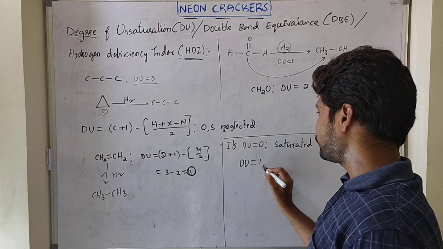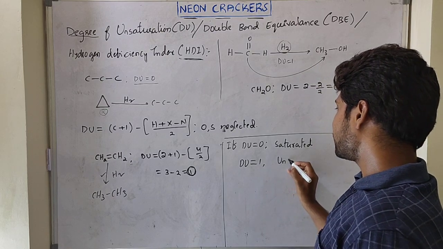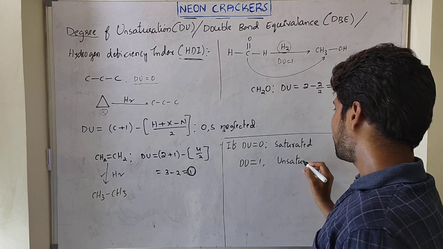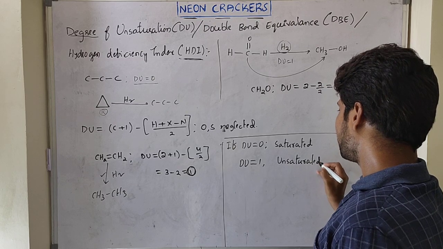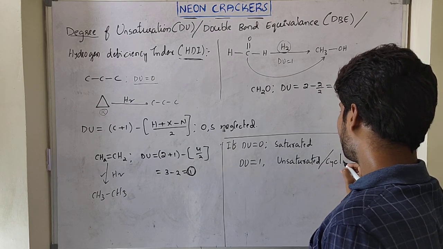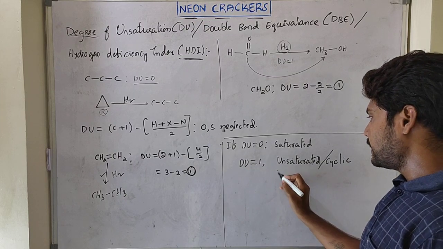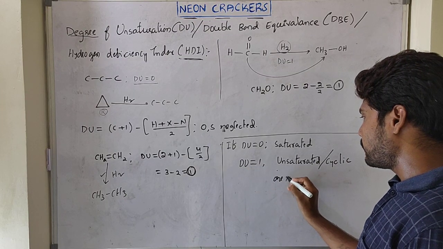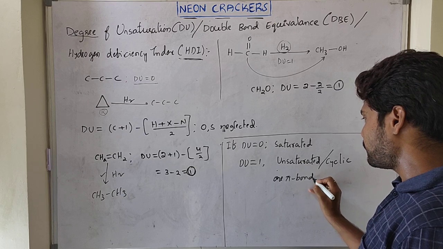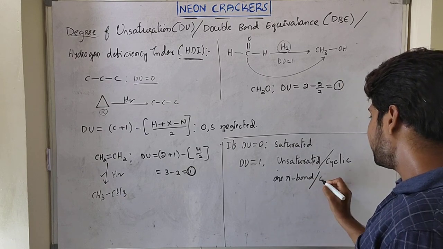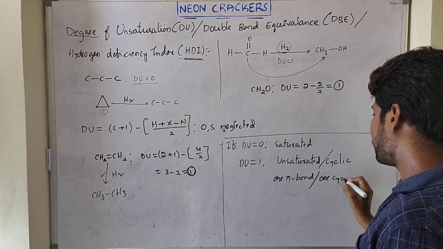If DU equals 1, either it is unsaturated or a cyclic compound. And how to find? If DU equals 1, either it contains one pi bond, or it is one cyclic compound.